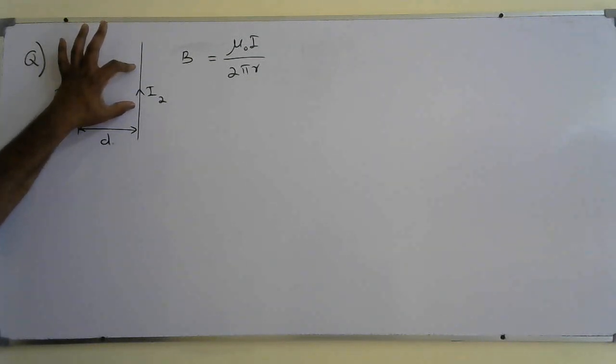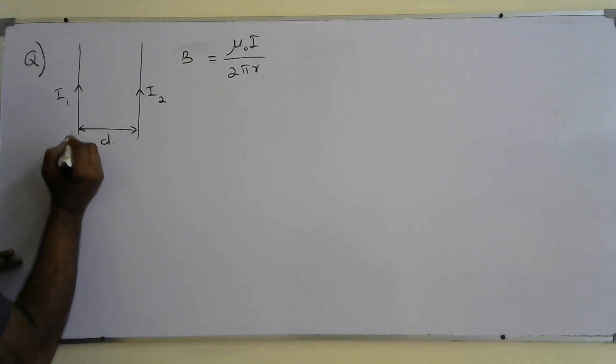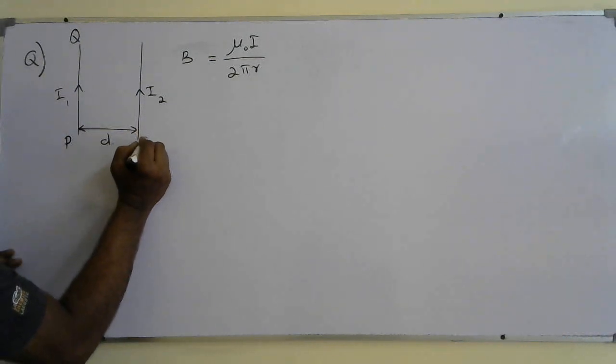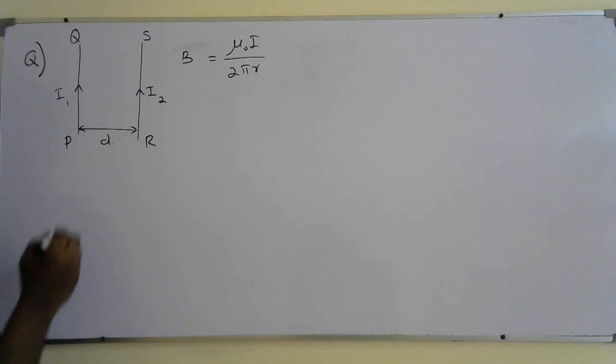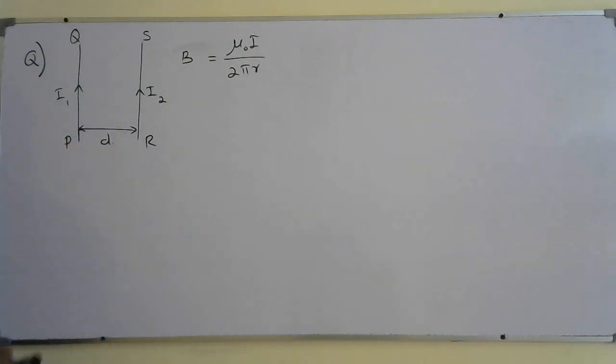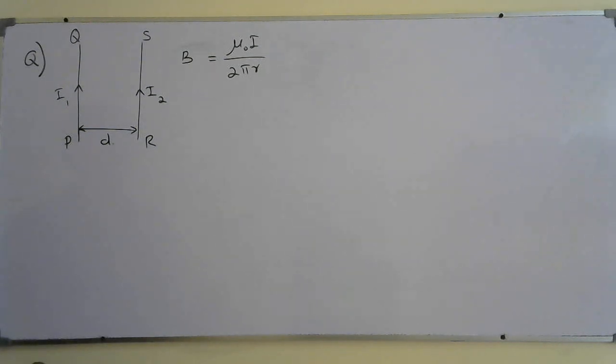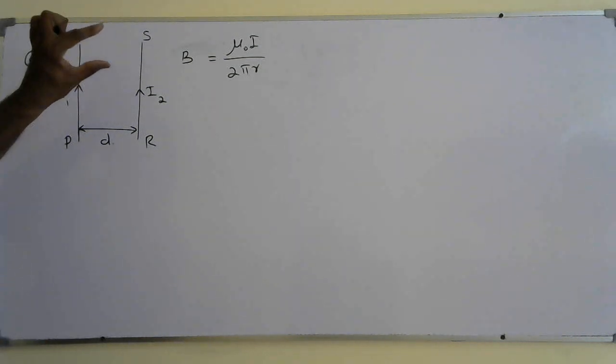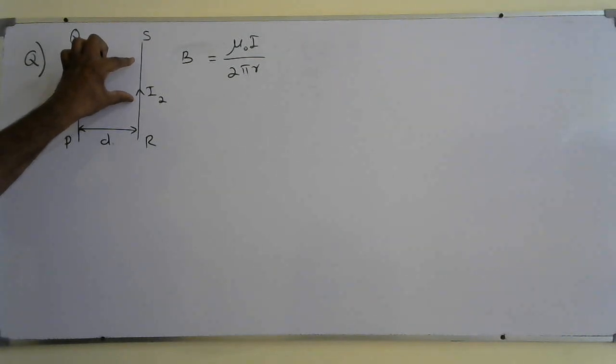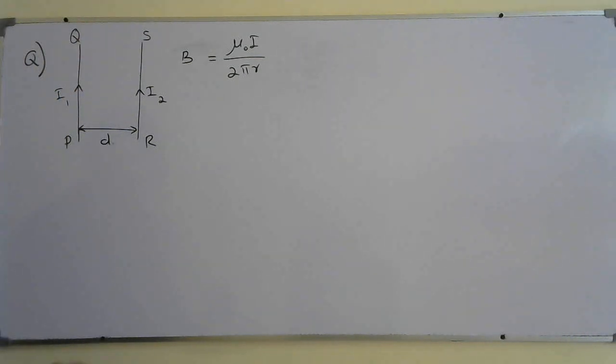of the second wire. Say maybe I can call this wire PQ, this as RS. Both are much longer parallel wires. They are carrying current in the same direction, I1 and I2. So they can ask to get an expression for the force acting on unit length of one of the wires and their direction they can ask.